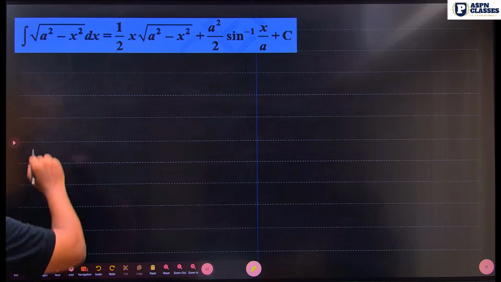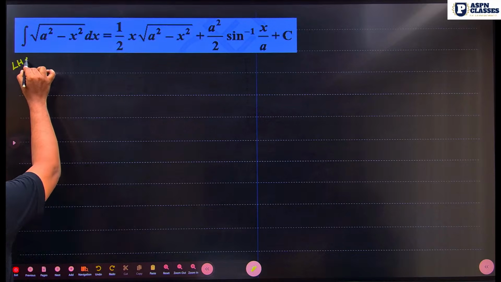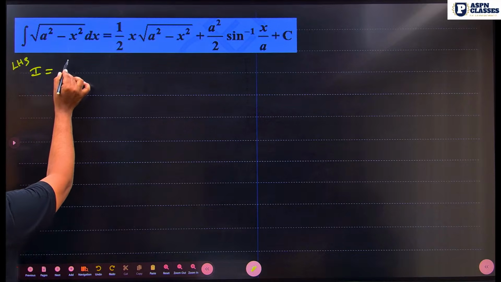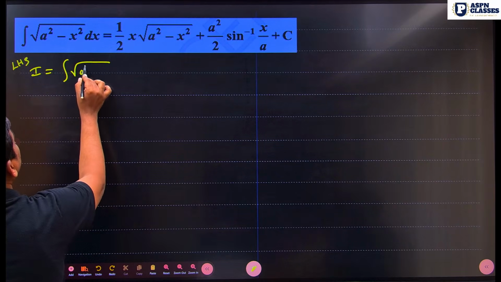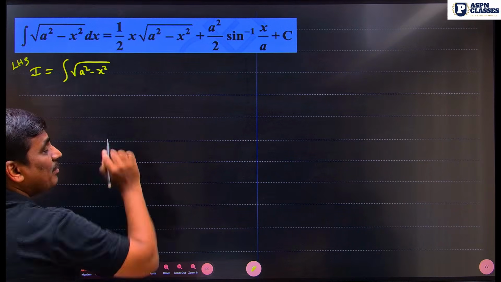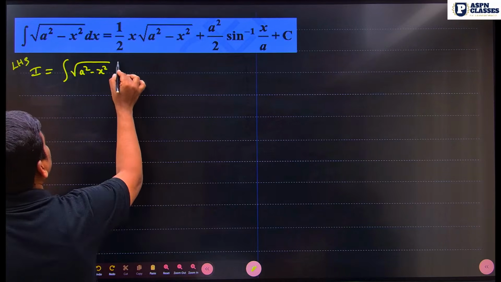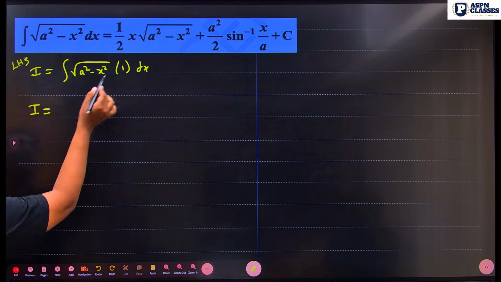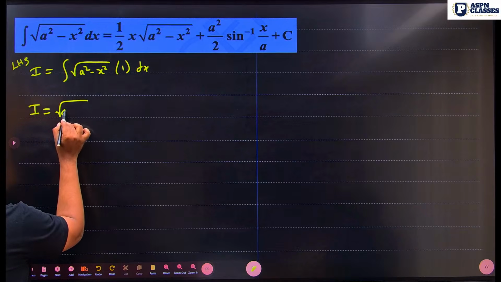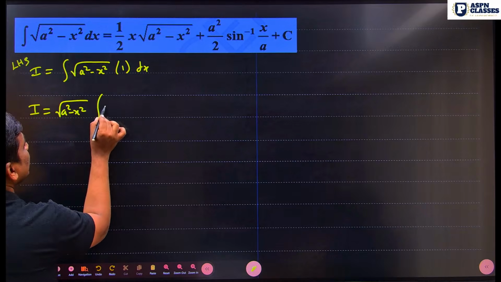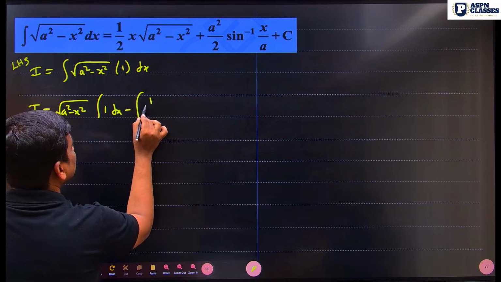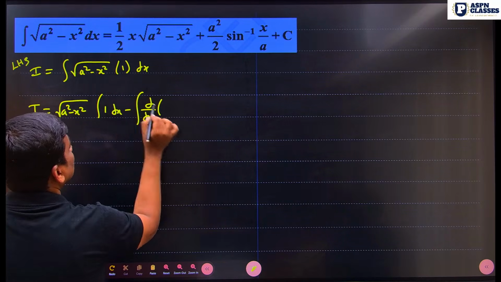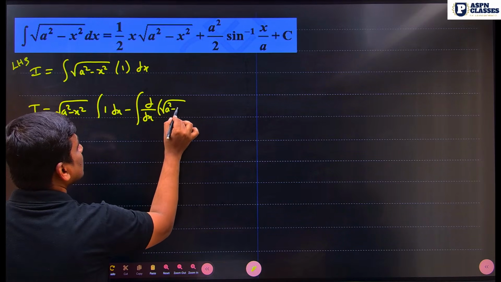So next, observe the one more result. Again I'm going to take the LHS result, I is equal to integration of root of, here carefully you need to observe, a square minus x square into dx. It means again I'm going to take 1 dx. Apply the same formula here, integration by parts. First part as it is, a square minus x square, integration of 1 dx, differentiation of first part. What is that? Square root of a square minus x square.